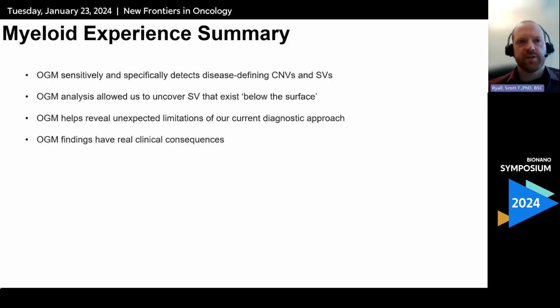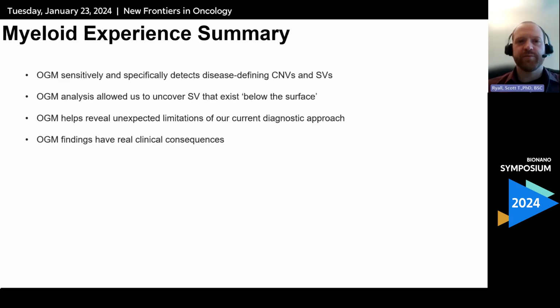So to summarize our myeloid experience so far, optical genome mapping was sensitively and specifically able to detect the disease-defining copy number variants and structural variants, which is again a really good foundation to build future testing. Whether you're using this only for refined, difficult cases, or for standard cases, every case that comes through your door, it's going to be able to handle the variants that are driving these malignancies.